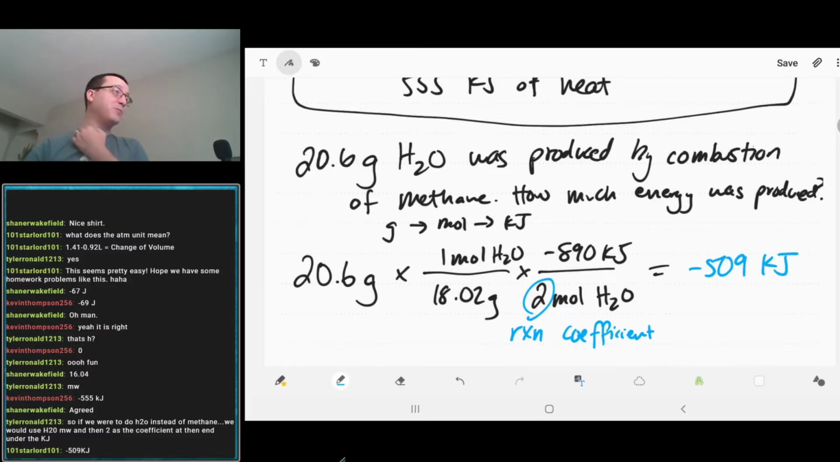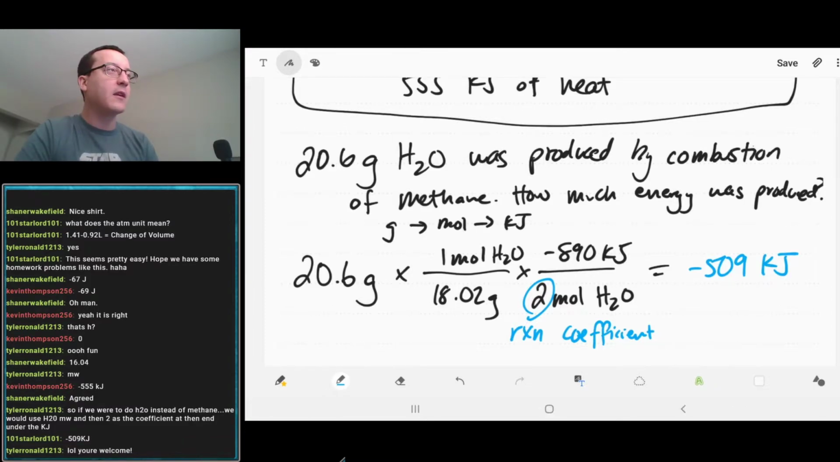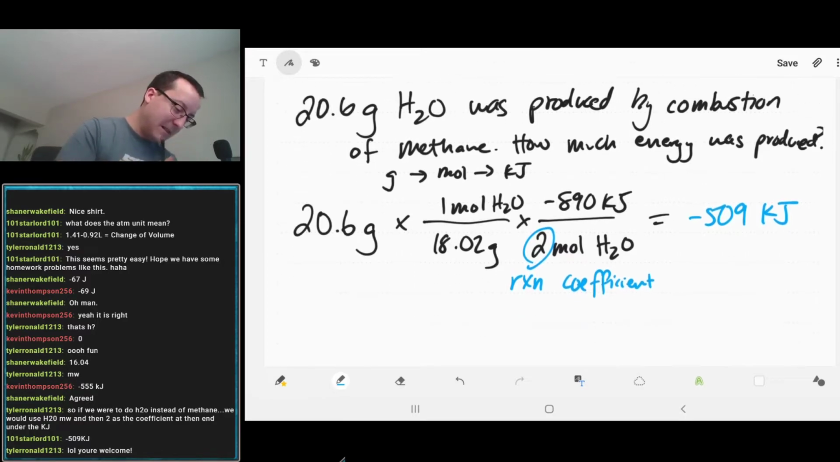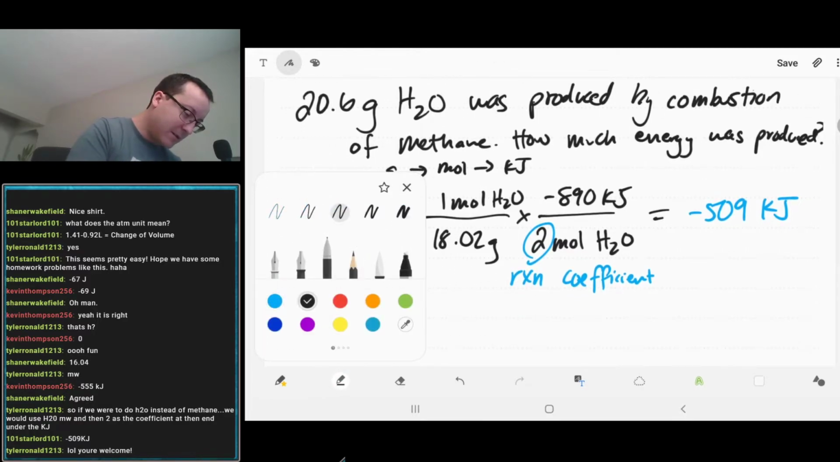Okay, so if we were to produce that amount of water, we would also have produced 509 kilojoules of energy. So yeah, it's a very good idea just to show, remembering that delta H is related to your reaction coefficients. That will be very, very important for us tomorrow. So yeah, very good. Okay, let's relate this to temperature.